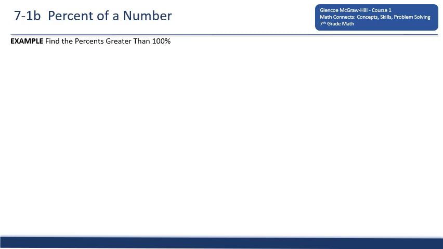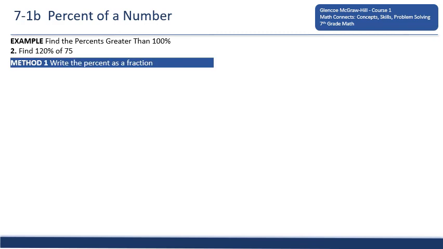Example, find the percents greater than 100%. Find 120% of 75. Write the percent as a fraction. So 120% equals 120 over 100, which equals 6 over 5. And we would use the greatest common factor of 20. 6/5 of 75, which really means 6/5 times 75. We can simplify 5 and 75 with GCF of 5, and then we would multiply 6 times 15 to get 90.